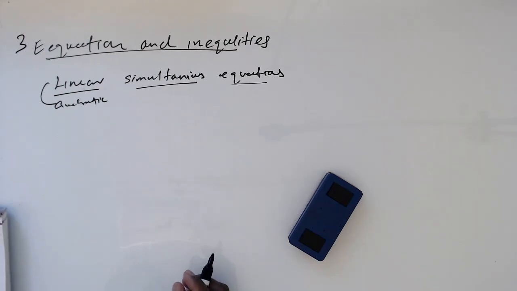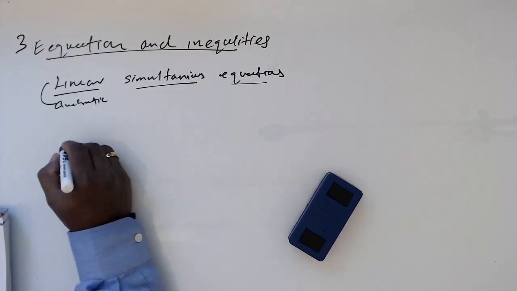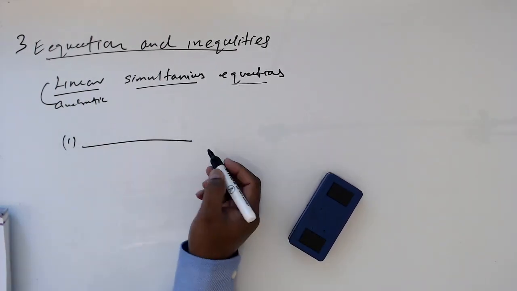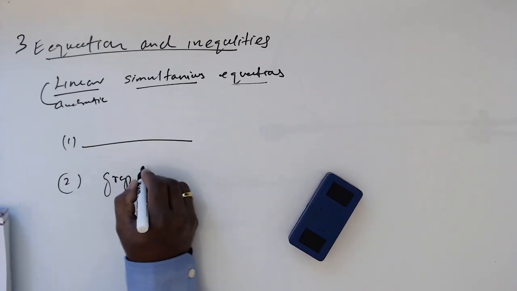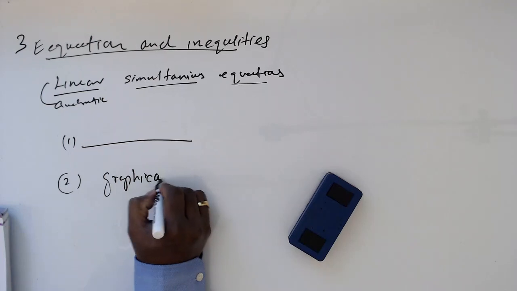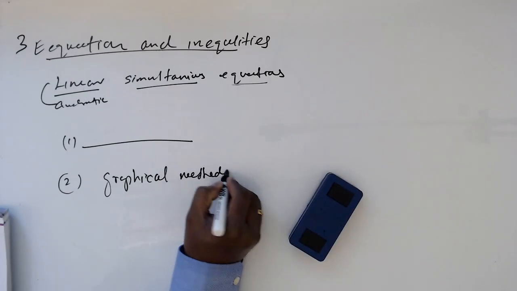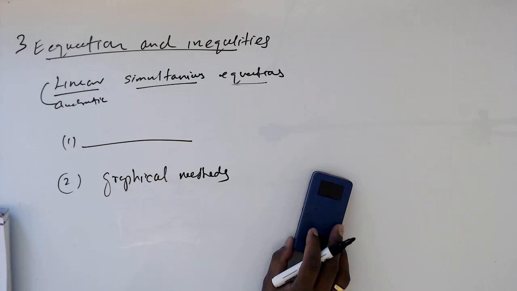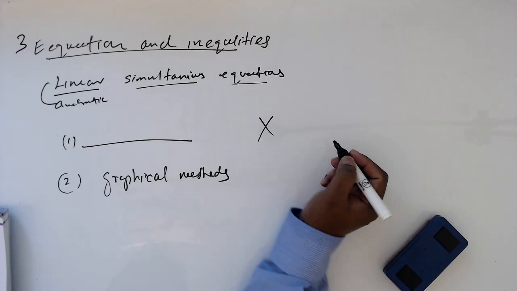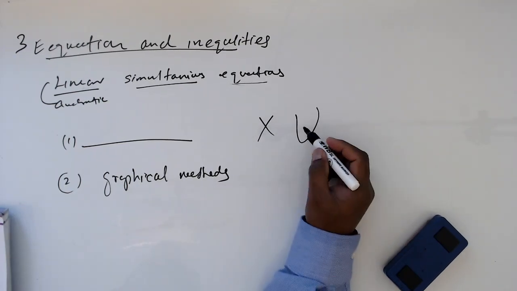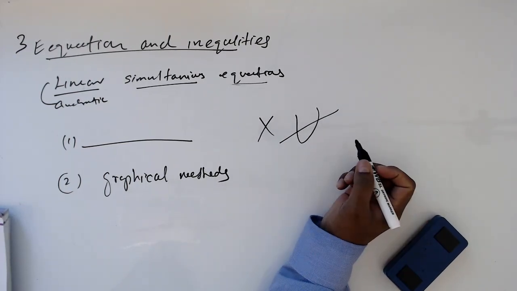Why do we need to solve an equation simultaneously? Because this is one of the methods of finding intersection points. So this is the first method to find the intersection point, and the second method is the graphical method. We will discuss both methods for two linear equations and for a quadratic and a linear equation.